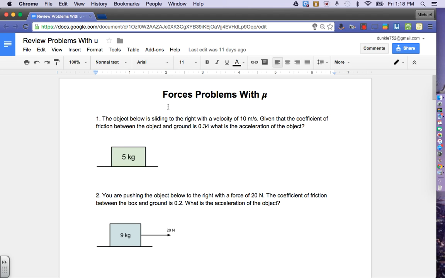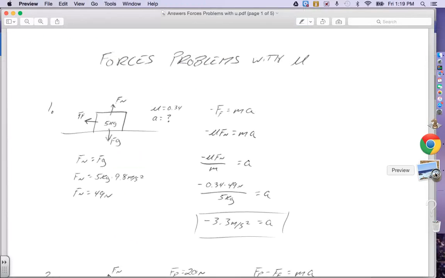In this set of videos, we're going to be taking a look at the answers to the forces problems with mu, the coefficient of friction. In number one, the object below is sliding to the right with a velocity of 10 meters per second. Given that the coefficient of friction between the object and the ground is 0.34, we want to find out what the acceleration of that object is.